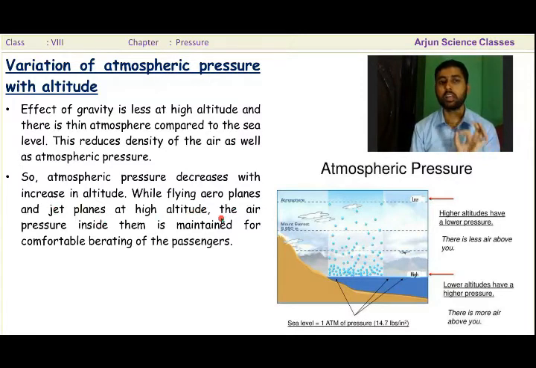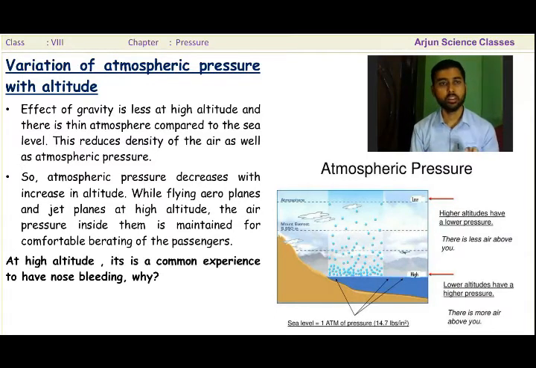While flying aeroplanes and jet planes at high altitude, the air pressure inside them is balanced, due to which passengers can easily breathe inside the aeroplane. At high altitude, it is a common experience to have nose bleeding.